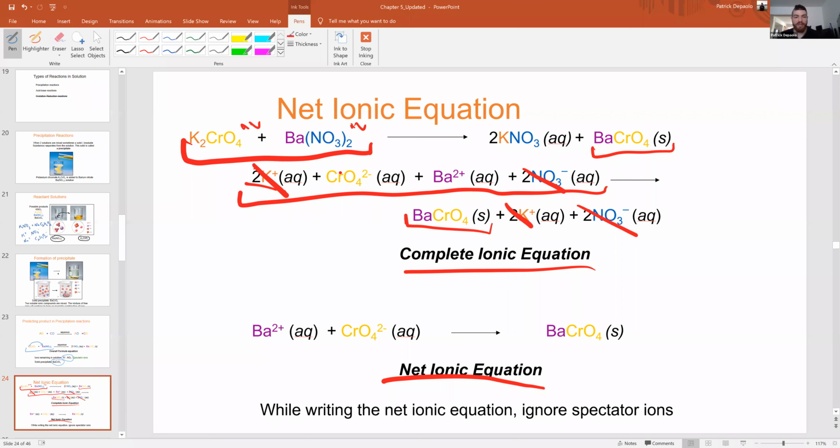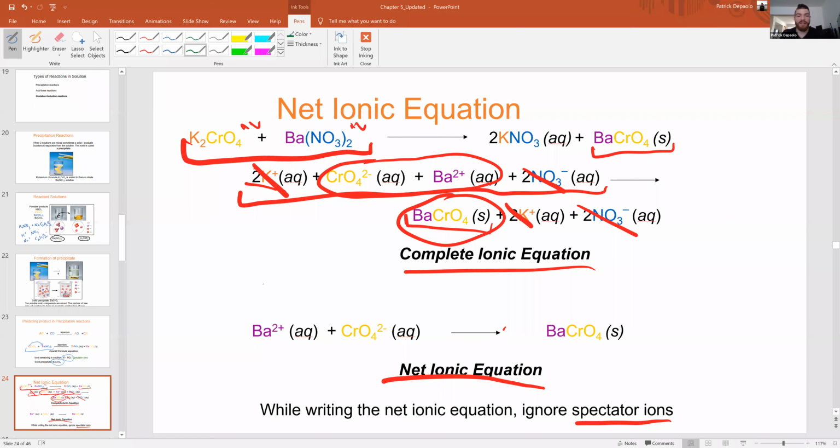Our answer would be Ba2 plus plus CrO4 2 minus yields this. That's exactly what you get: barium 2 plus, chromate 2 minus, yields barium chromate. And here you go. While writing the net ionic equation, ignore the spectator ions. Not ignore them, they cancel out. You see how they cancel out. If they don't cancel out, you probably did something wrong in the complete ionic equation.